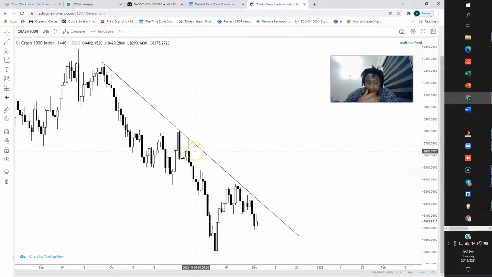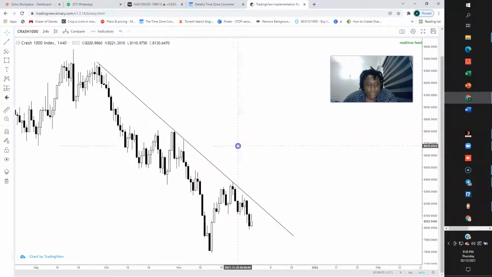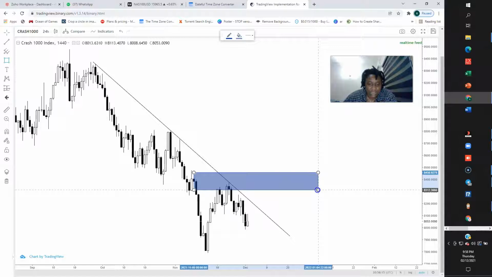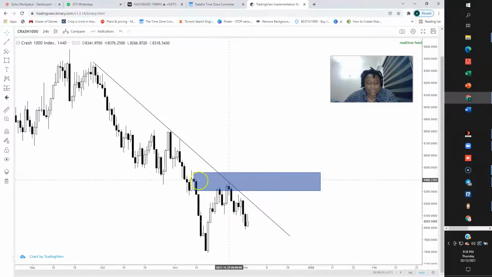So I'm going to show you why I took the trade you saw me post on my Twitter. Not the last one though, but I took this trade since last week. I started selling Crash 1000 last week, and it's been nothing but profits since I got in. This area that I just highlighted is my supply zone.